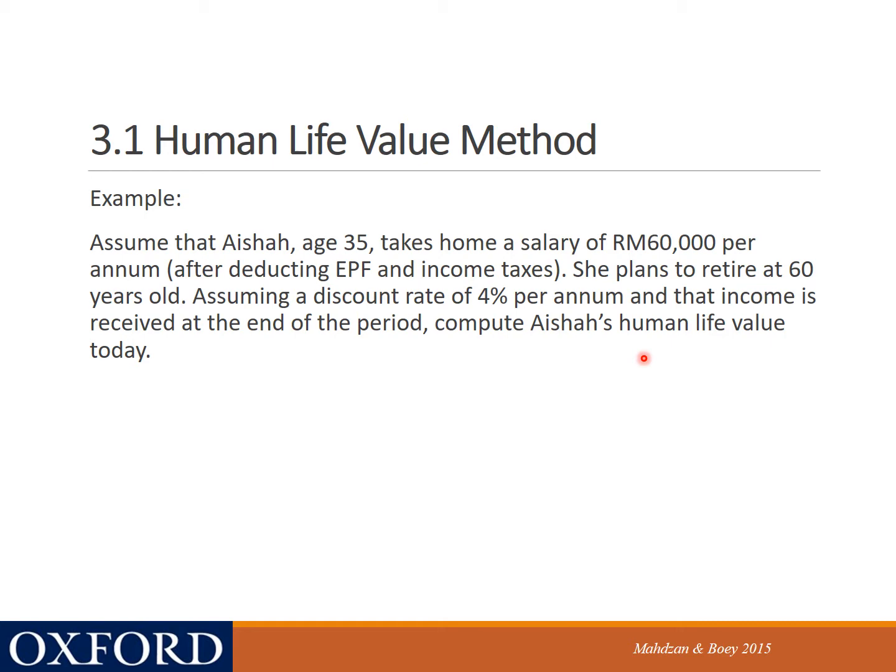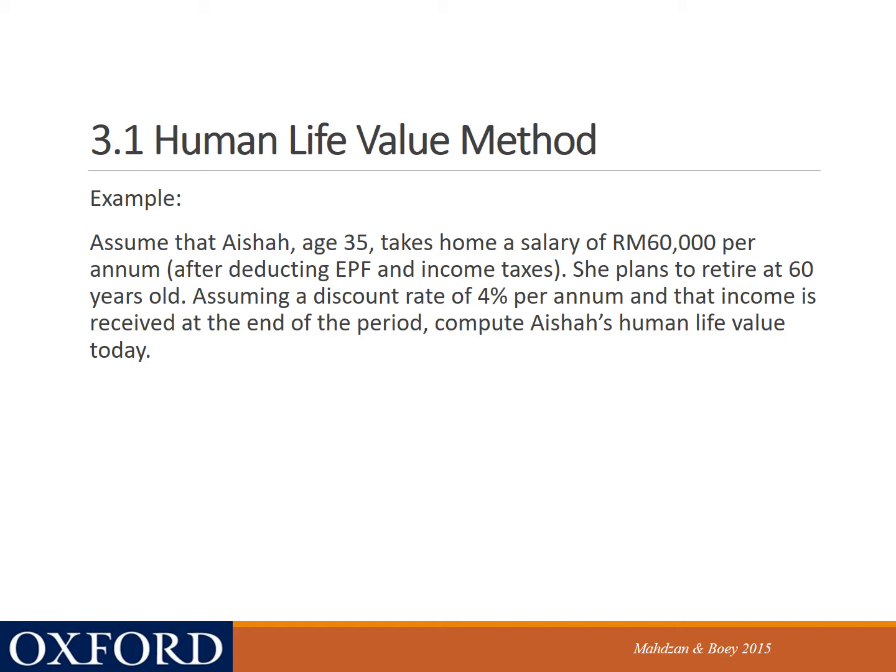So what's happening here is that we will assume that her take-home salary will be constant from now, which is age 35, up to retirement, which is 25 years, 60 minus 35 is 25 years. And basically what we are doing is computing the present value of an annuity, because we want to find out how much insurance Aisha needs today.